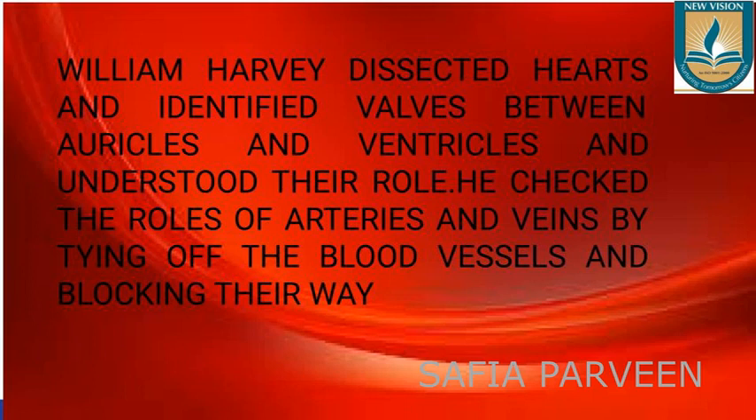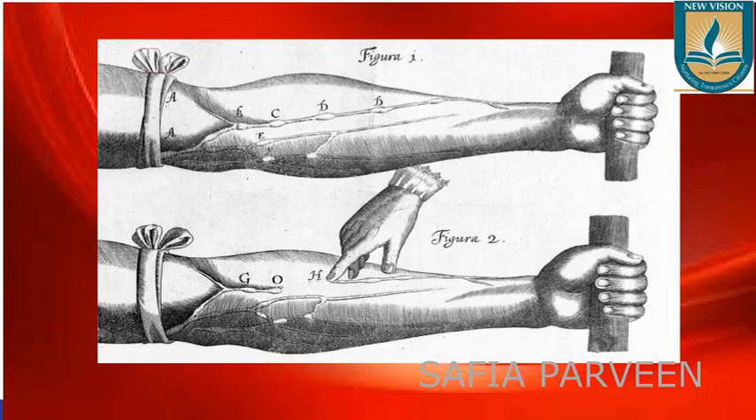He even understood the role of arteries and veins. He tied off the blood vessels, and he saw that arteries got swollen towards the side of the heart and veins got swollen away from the heart. See, when the blood vessels are tied off, since the arteries help in movement of blood away from the heart, blocking of the vessel caused the swelling of arteries towards the side of the heart.